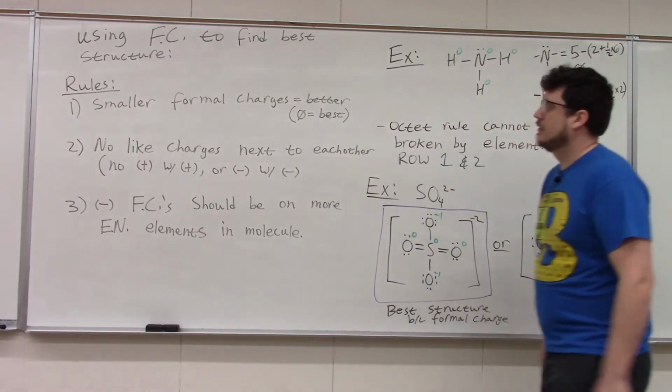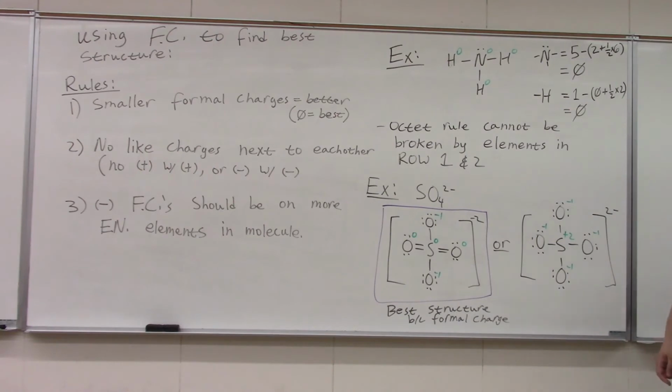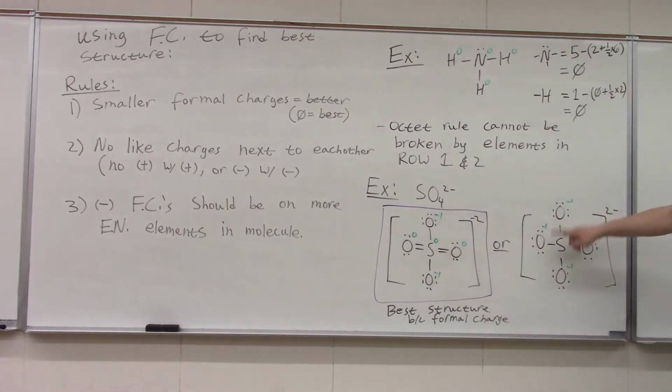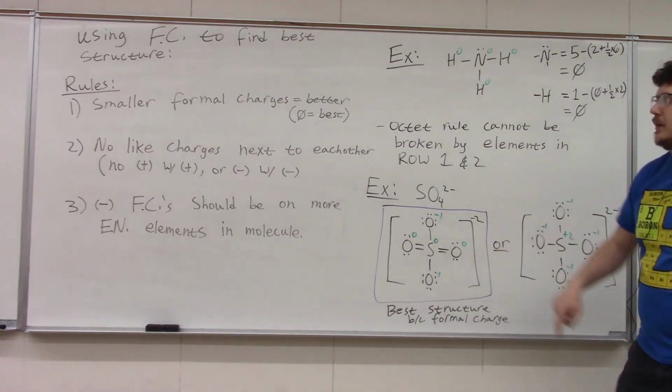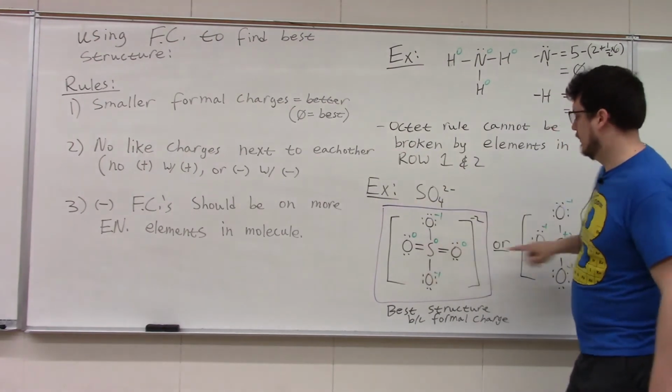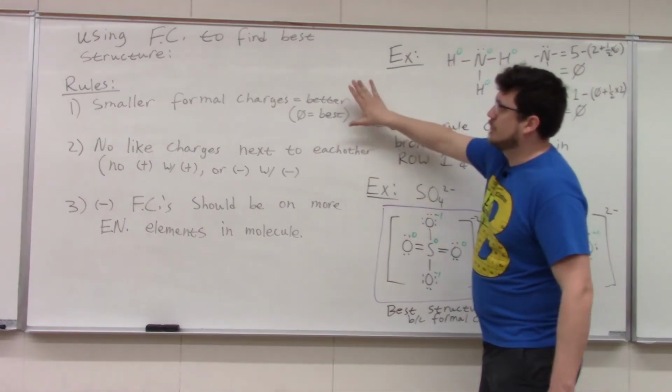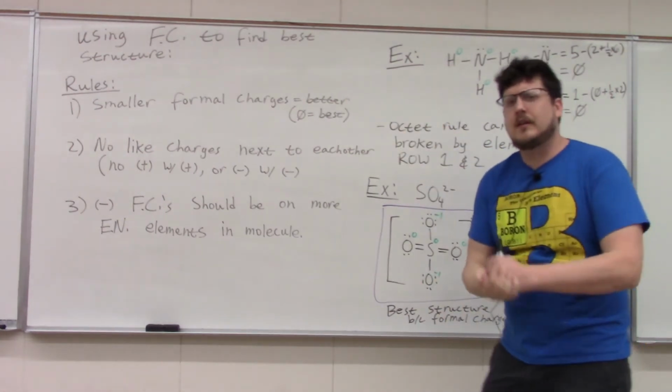Smaller formal charges equal better. Well, we only have 1s and 0s here. We have 1s and 2s, and there are no zeros. So that is why this is the best structure. Rule 1 says this guy. Both of these follow rules 2 and 3 very well. But oftentimes rule 1 is going to be really what you lean on to find the best structure.